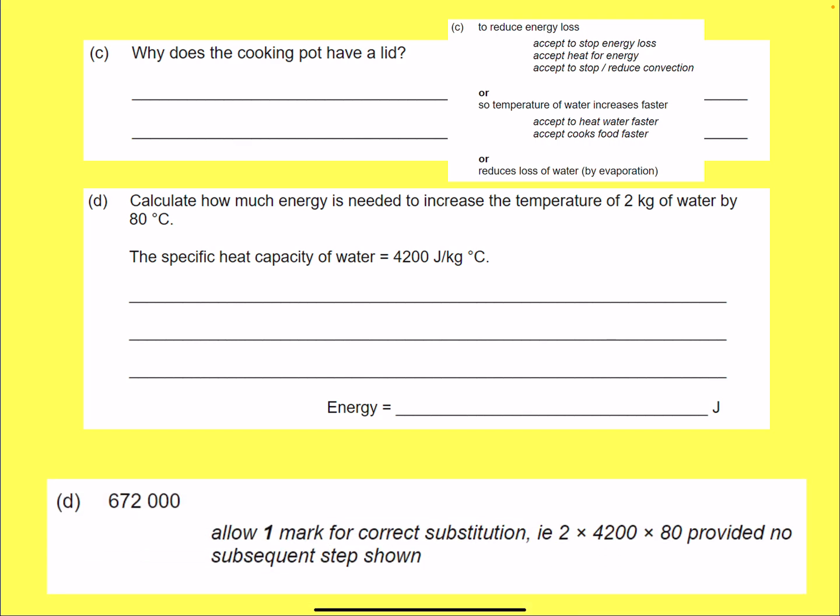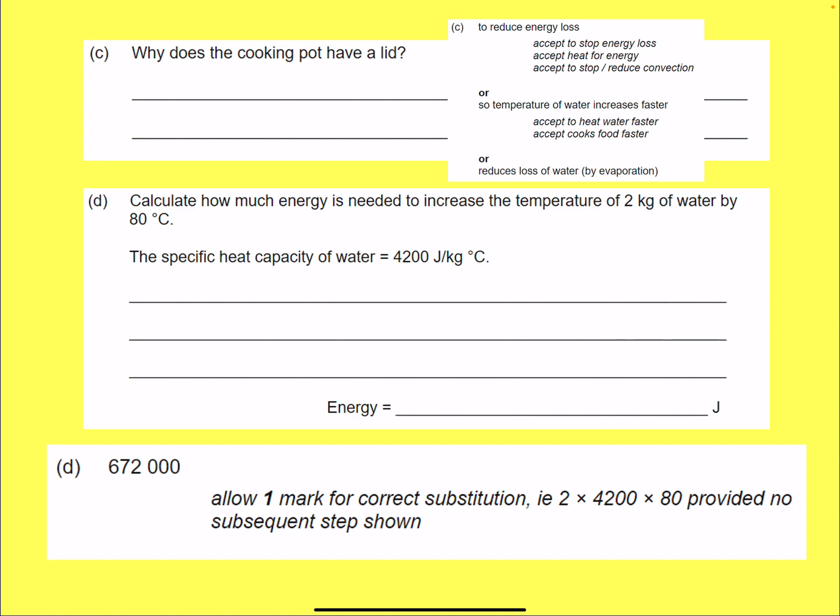And for D, there you go. Now this is the equation, just in case you're wondering where the answer has come from. It says calculate how much energy is needed to increase the temperature. So it's mass times the specific heat capacity times change in temperature. So the mass is 2, specific heat capacity is 4,200, and the change in temperature, it says here, increase the temperature of 2 kilograms of water by 80 degrees. And that should give you the answer. And obviously energy is measured in joules. Moving on. And that's the end of this lesson.